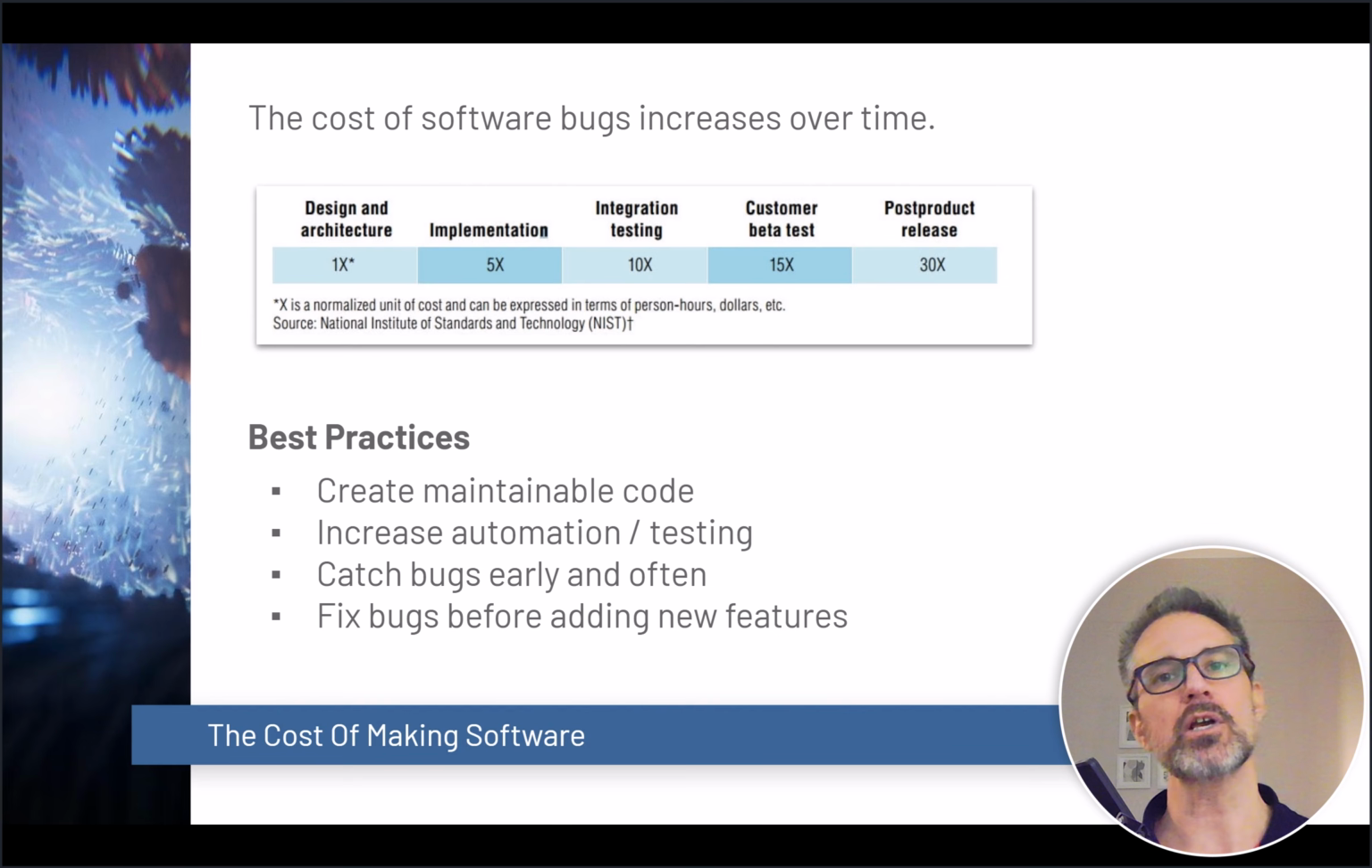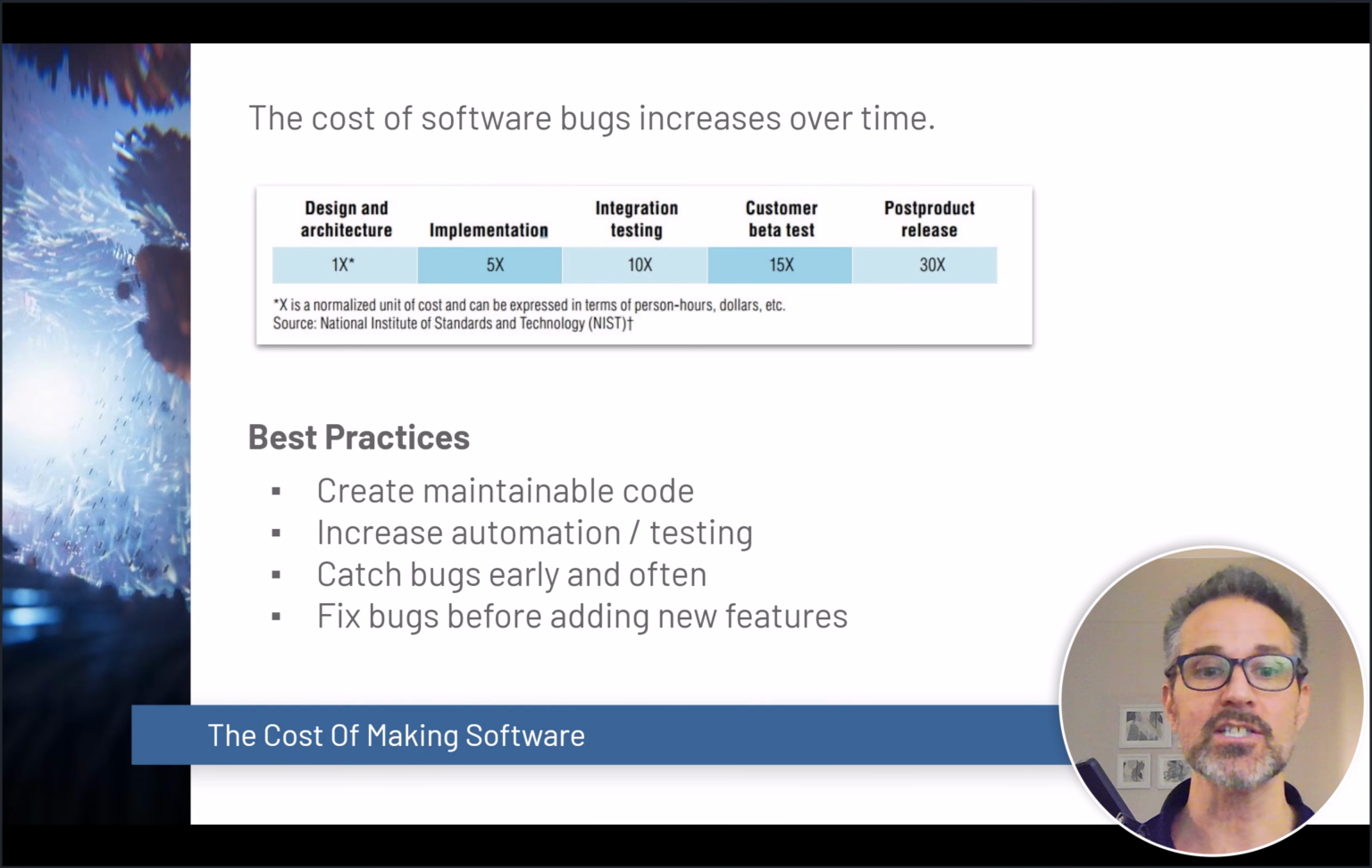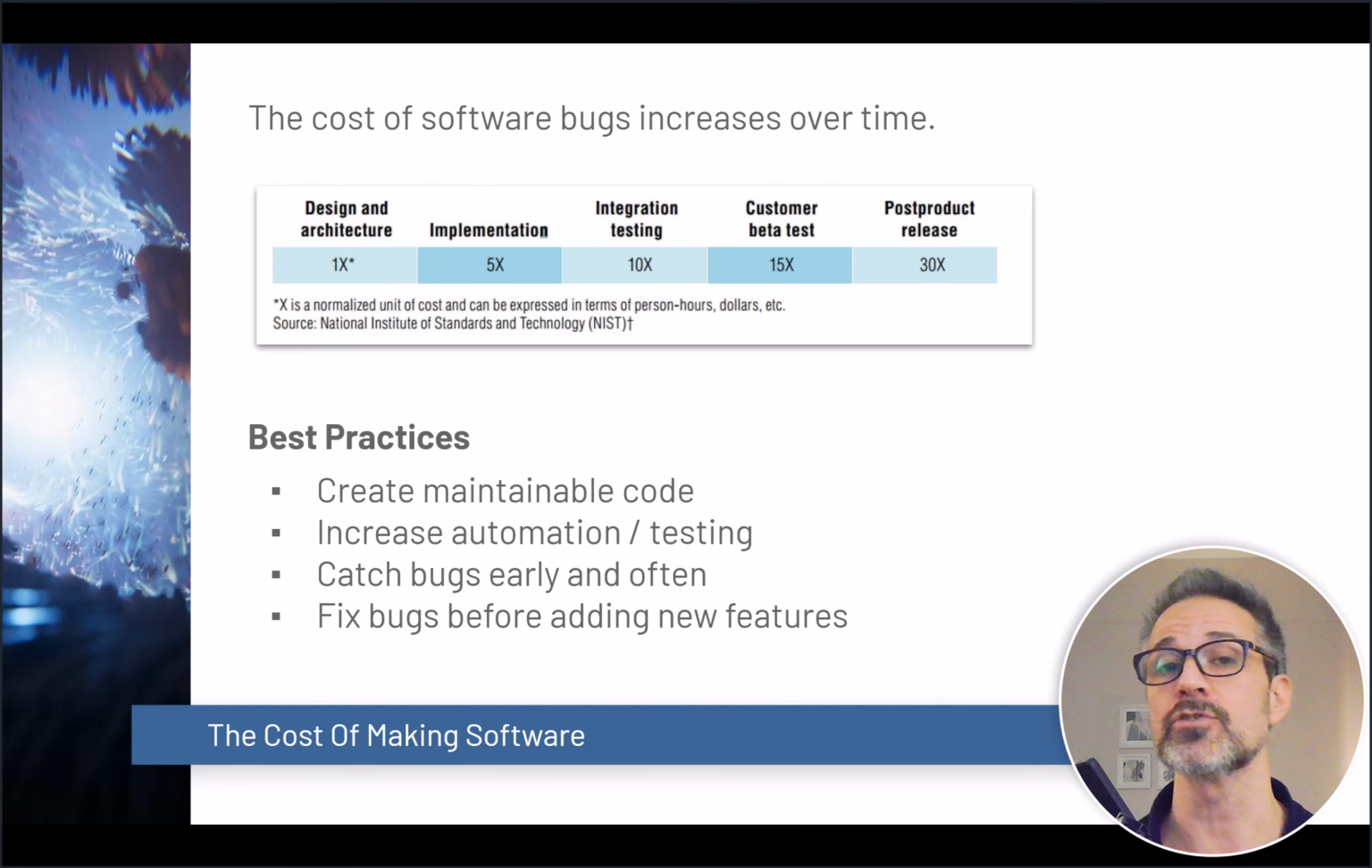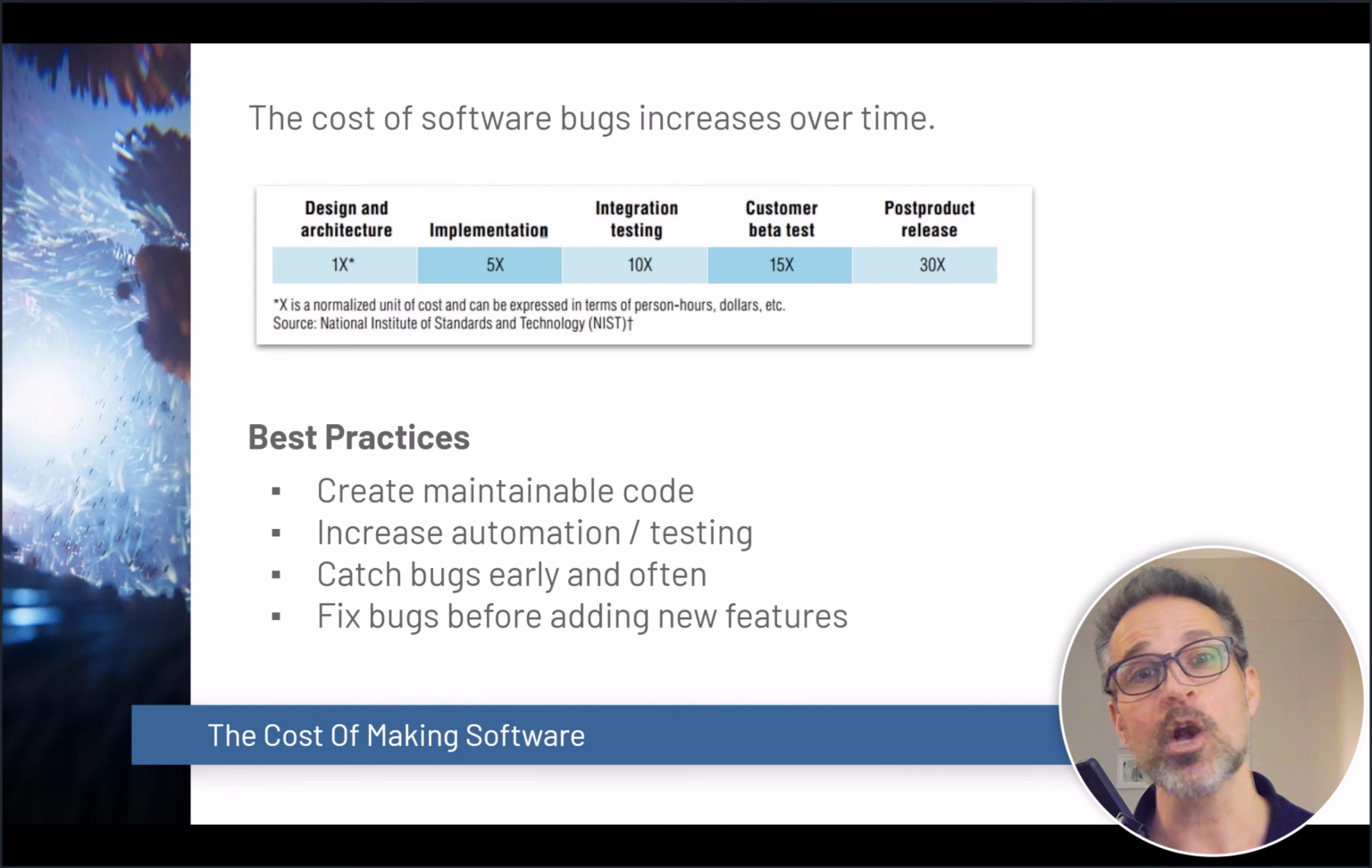So again, when we look at that 80-20 rule and we get that most of our life is maintaining code, and then we reflect that earlier catching these bugs is really, really powerful. Again, these best practices are going to help you maintain your code base to increase the automation and the testing you can do around it. I also recommend catching these bugs early and often. There's different workflows you can do for that. And a policy that I love is fix all user-facing bugs before adding new features.